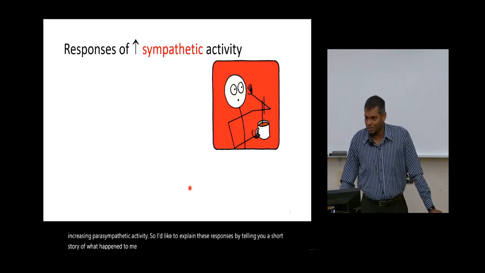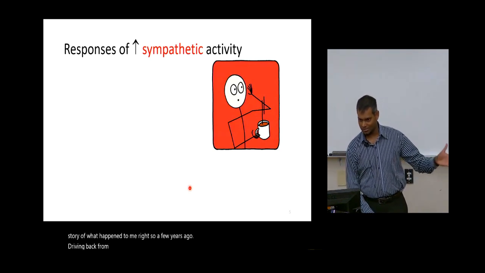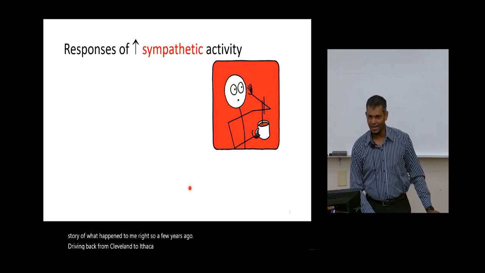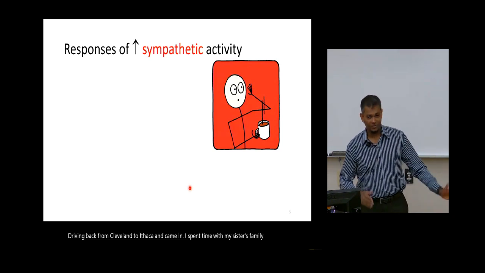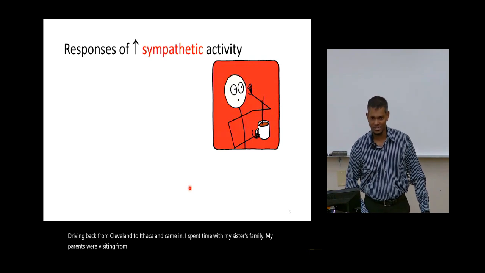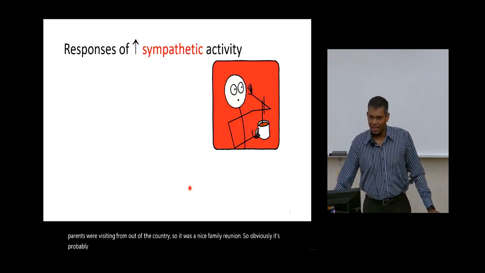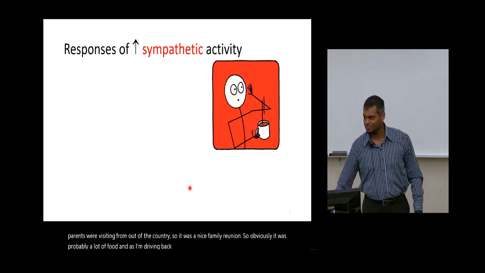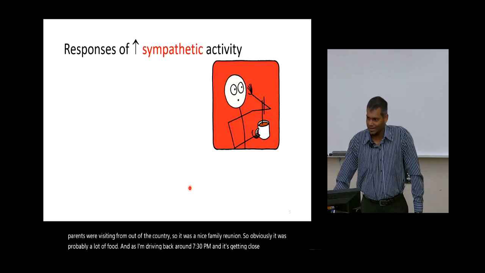A few years ago, I was driving back from Cleveland to Ithaca, right? And in Cleveland, I spent time with my sister's family. My parents were visiting from out of the country, so it was a nice family reunion. So obviously, I probably ate a lot of food. And as I'm driving back, it's around 7:30 p.m. and it's getting closer to twilight, right?